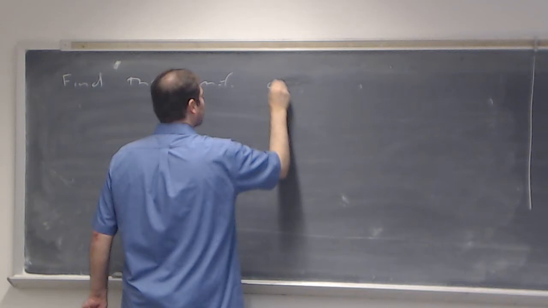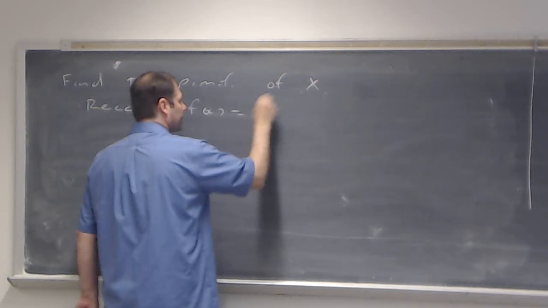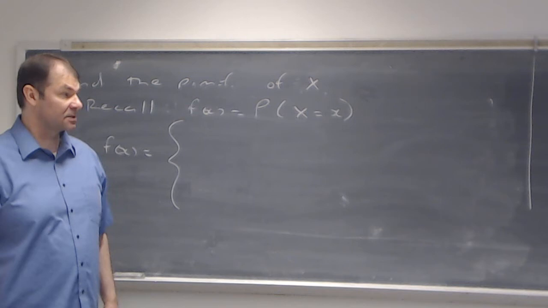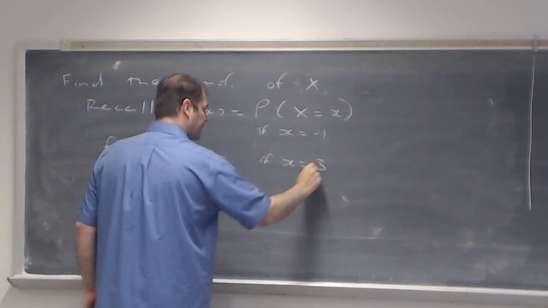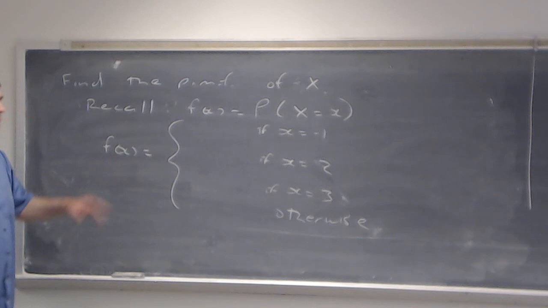So here's what I'm thinking. Recall f of x is equal to the probability X equals little x. So we think about the output values. What are the possible output values for big X? Well, if you look back, we had minus 1. So if x equals minus 1, we have some kind of answer here. And another output value is 3, let's list them in order. So 2, if x is equal to 3, and here I'll say otherwise. So in this case, I'm going to define f of x on all of R.